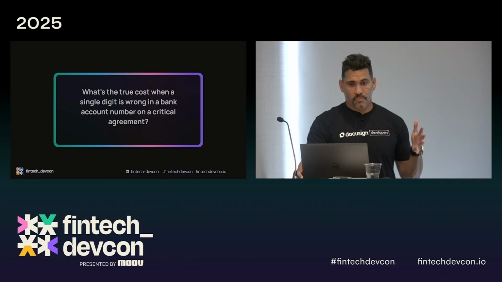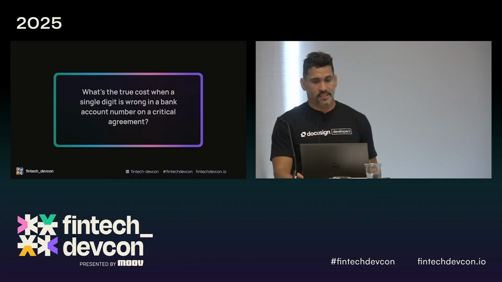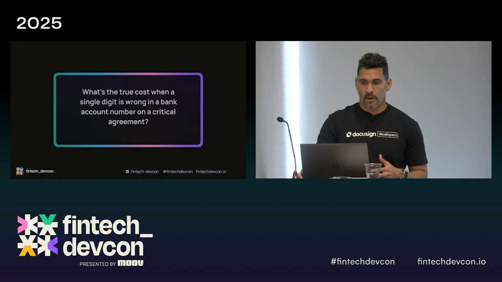So this slide is the moment we realized that if we wanted to stay on course, we needed to stop these issues at the very first mile marker, before they ever enter any sort of system.